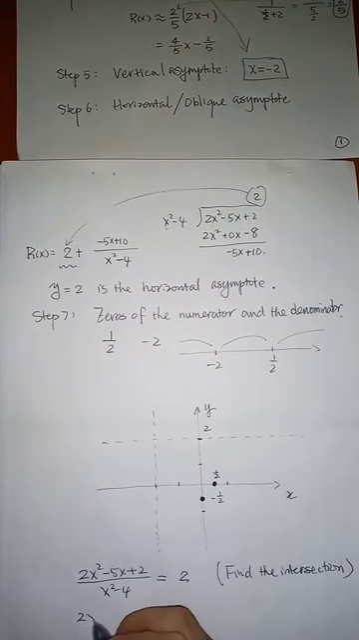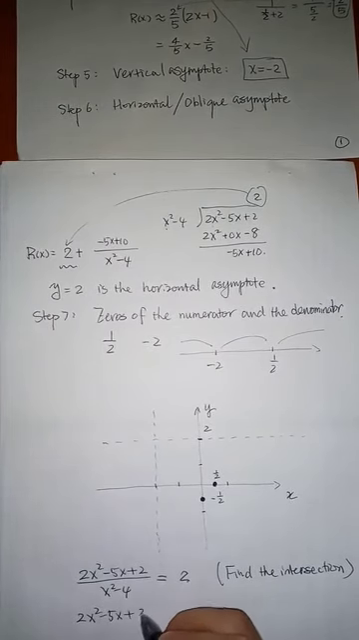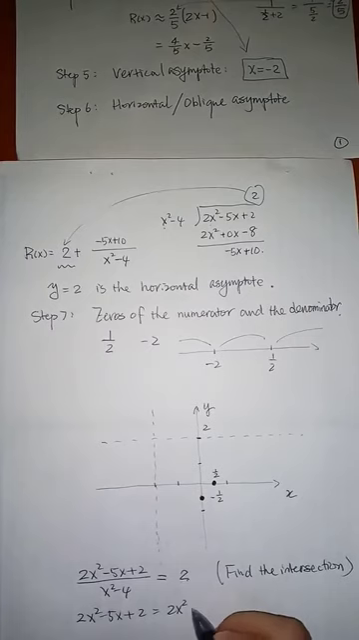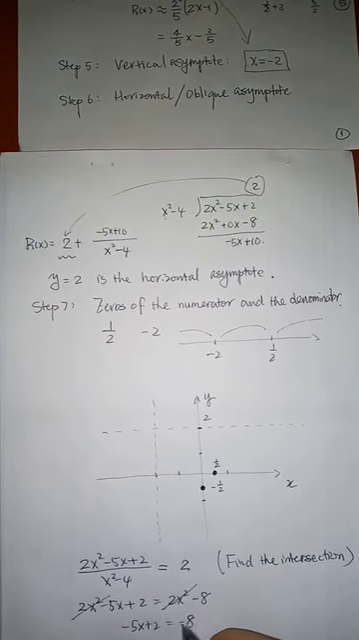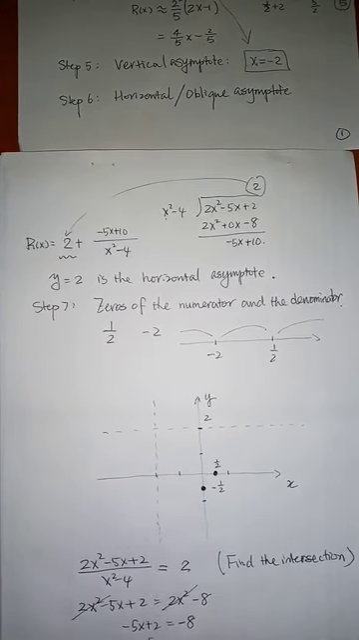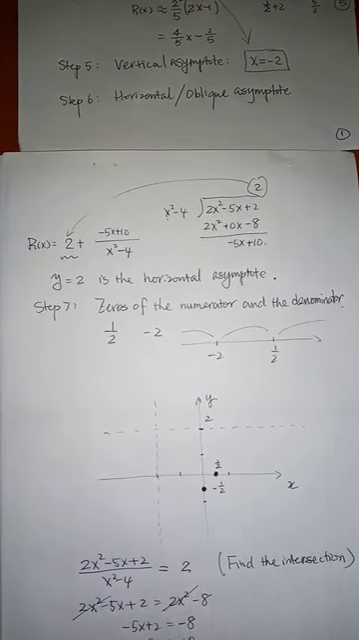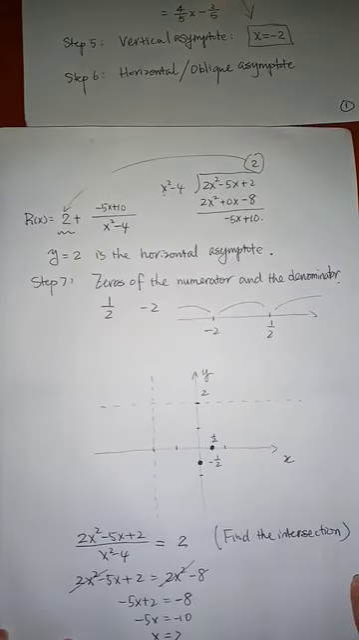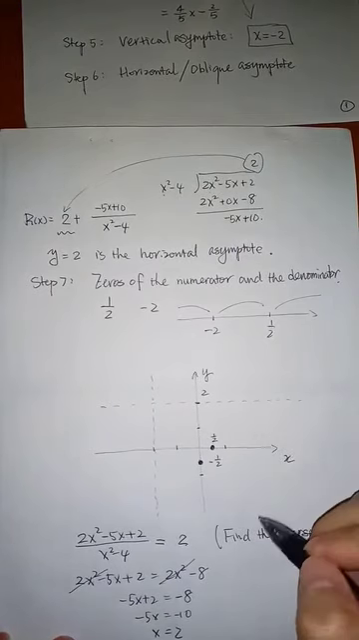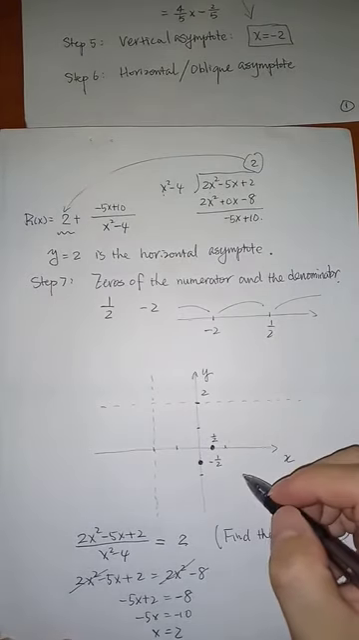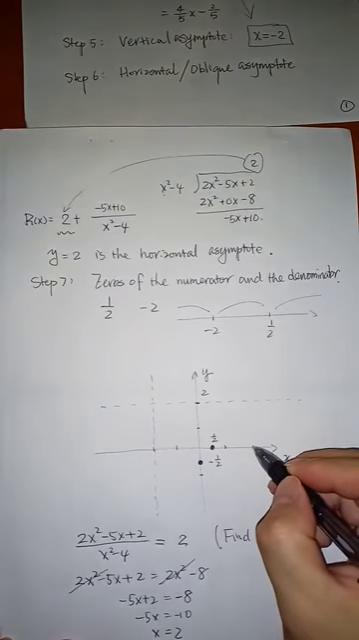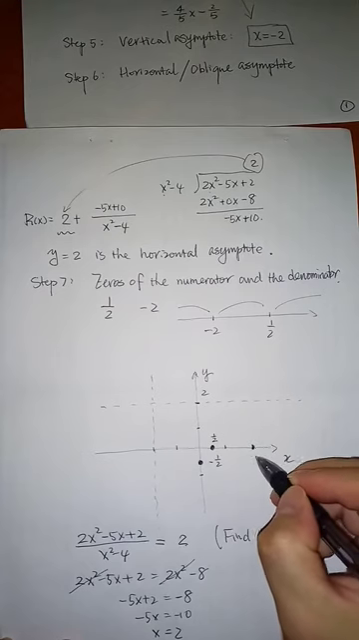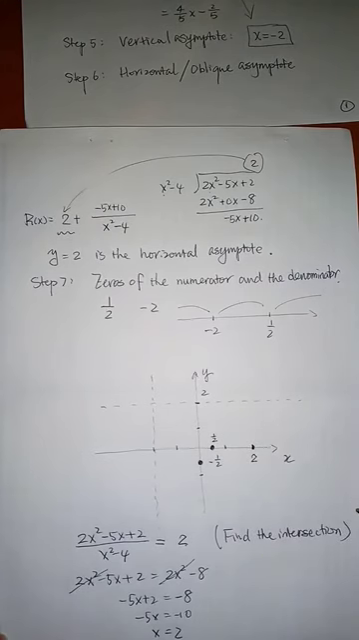Okay, so the solution: 2x squared minus 8, so it's negative 5x plus 2. You cancel 2x squared, is equal to negative 8. So negative 5x is negative 10, x is 2. So when x is equal to 2, the graph intersects the horizontal asymptote. Okay, so 1 and 2. So this number 2 will be used later.